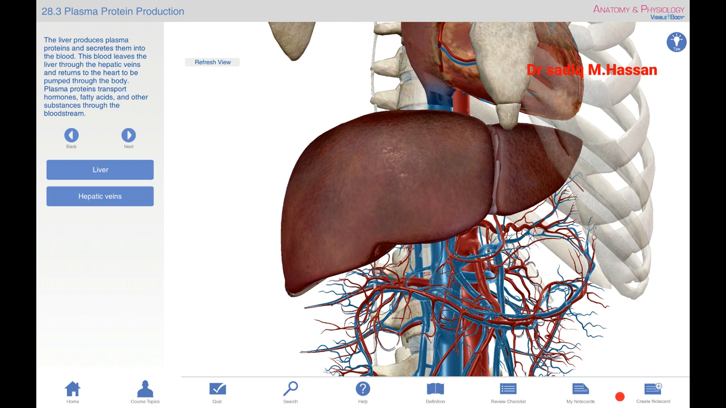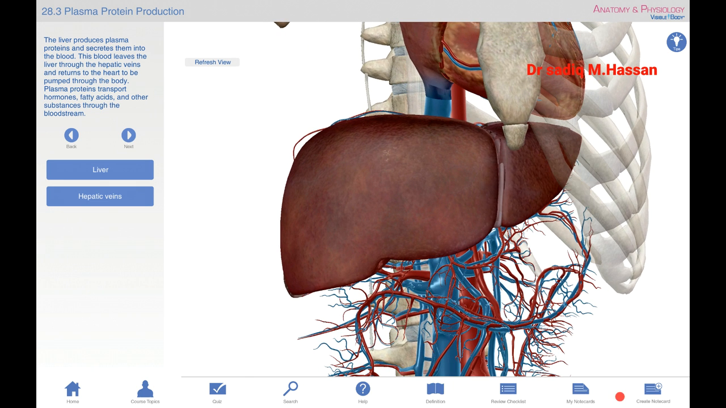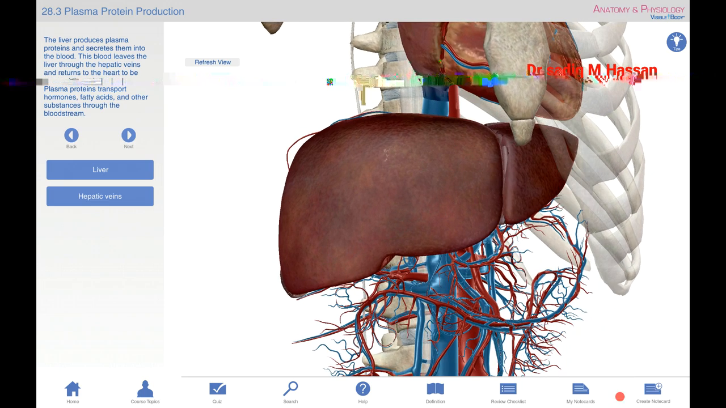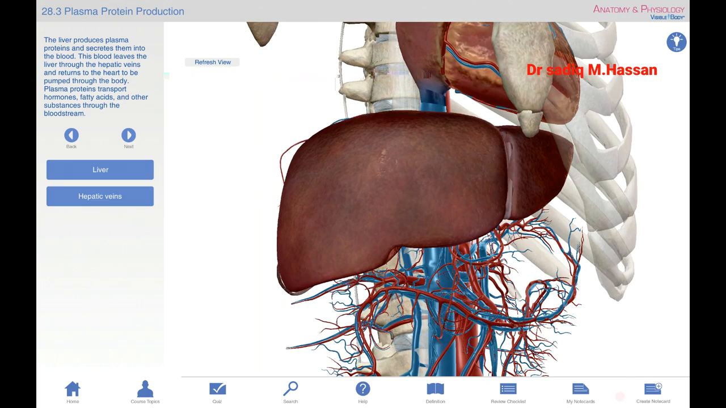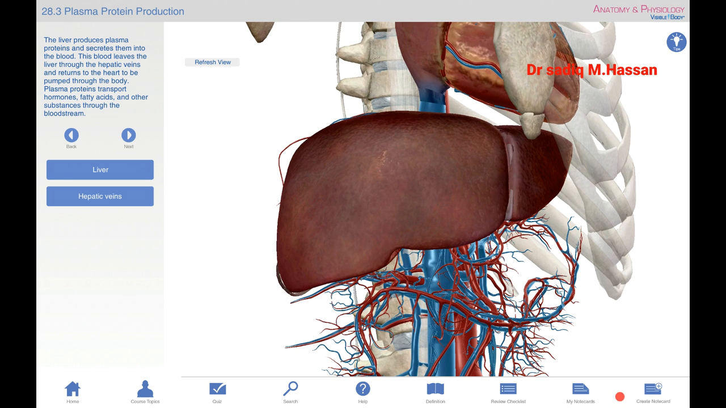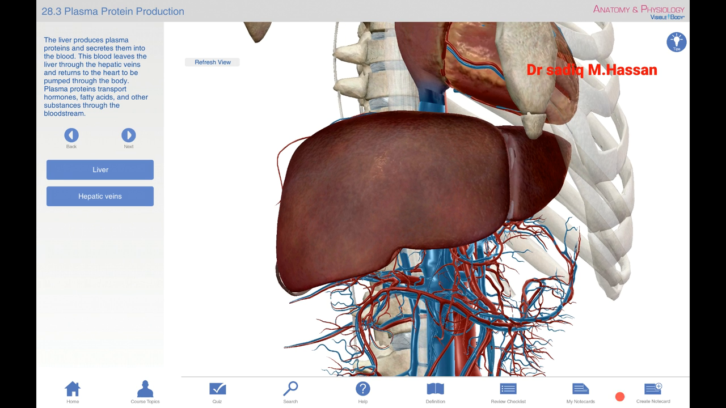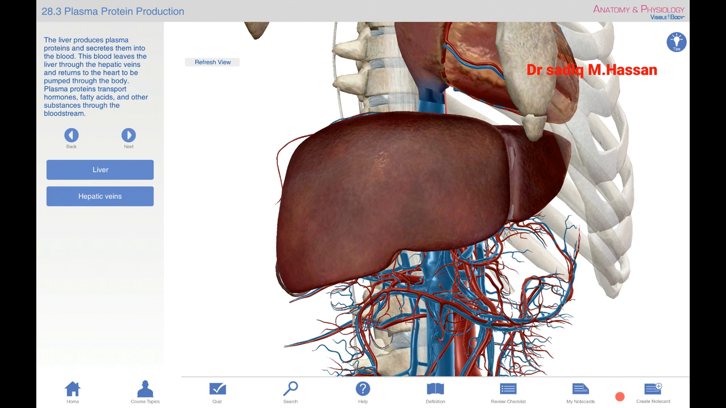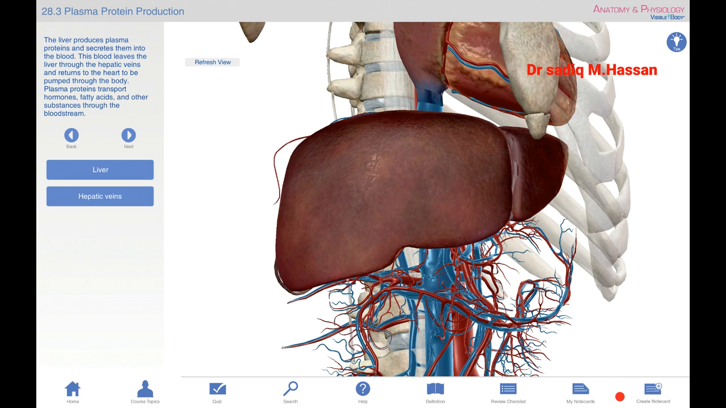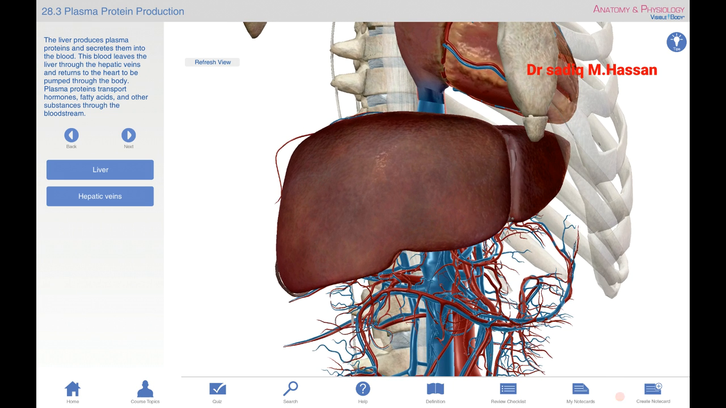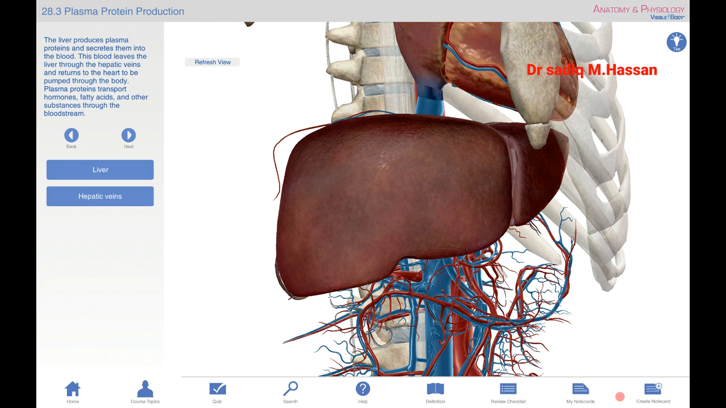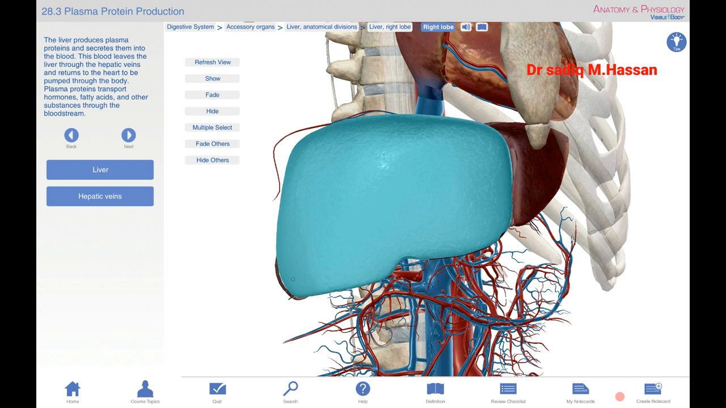As we see here, plasma protein production. We said the liver produces plasma proteins and secretes them into the blood. This blood leaves the liver through the hepatic veins and returns to the heart to be pumped through the body. Plasma proteins transport hormones, fatty acids, and other substances through the bloodstream. So here is the liver.